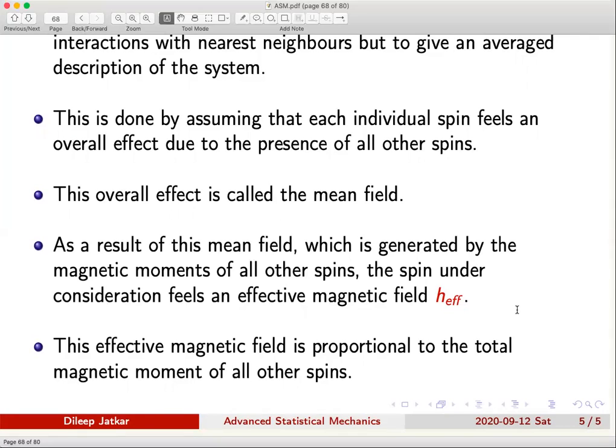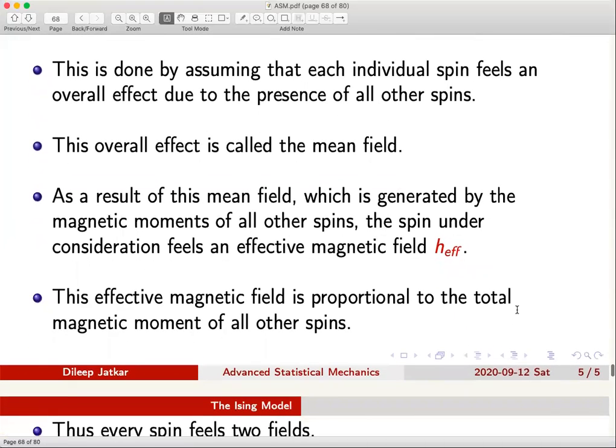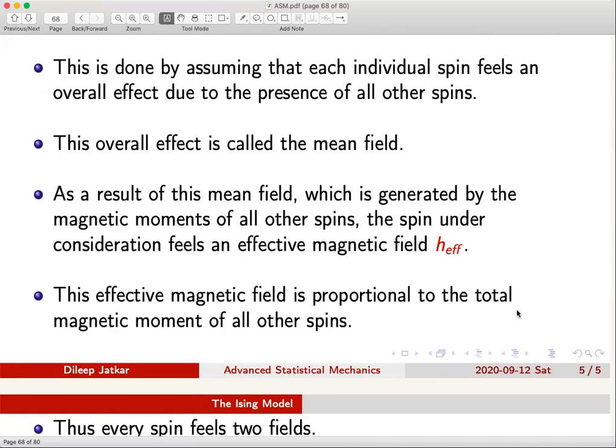So H effective is a mean field generated by all spins in the system influencing a particular spin. Whatever spin you choose has nothing very special. It's not like it has any special significance. Any spin that you choose would have the same behavior, and would still see the effective magnetic field. So we would therefore say that the effective magnetic field is going to be proportional to the total magnetic moment of all other spins. Now we really don't know what is the total magnetic moment of all other spins.